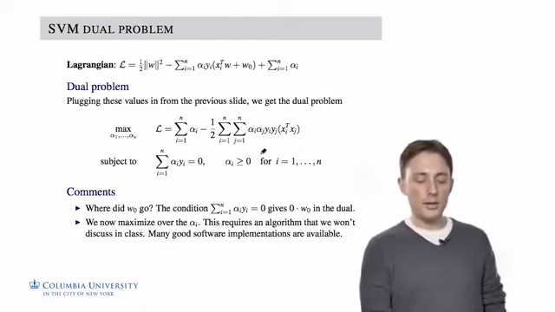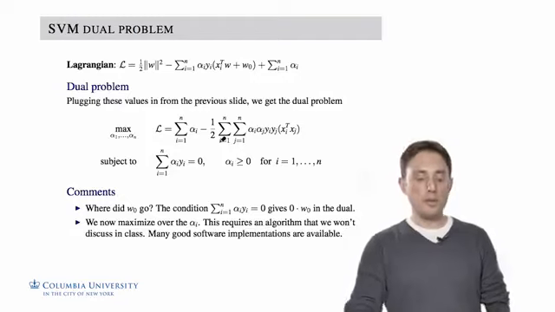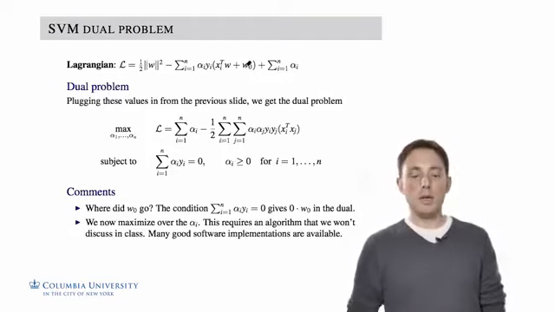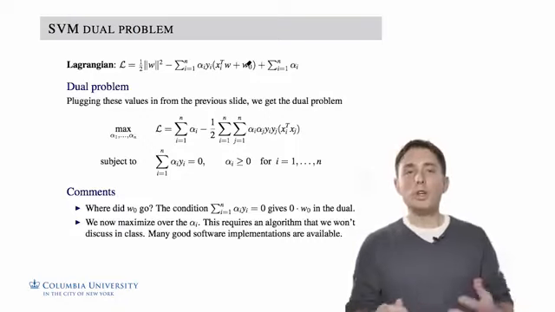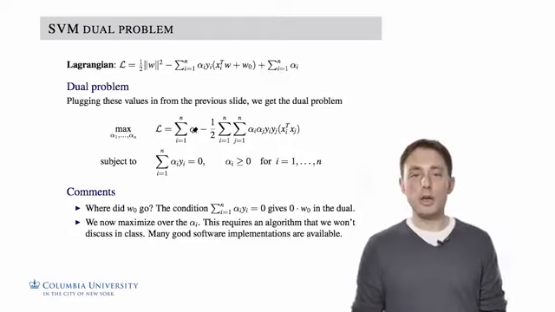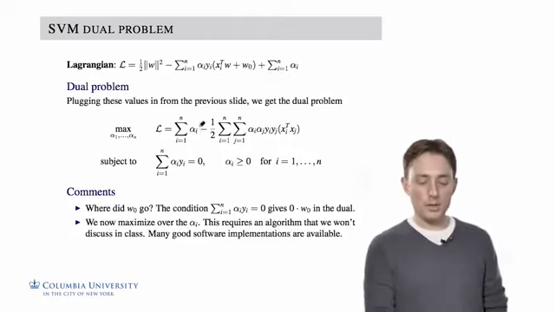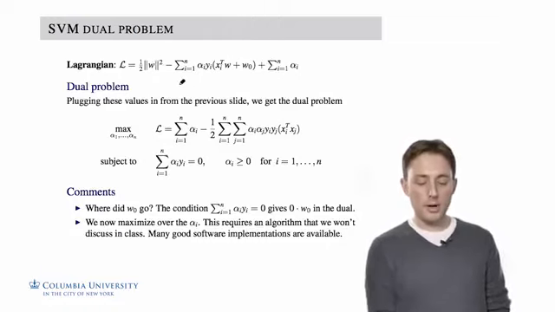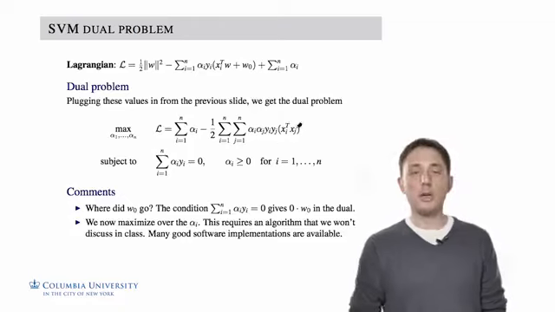Now we obtain this function. I've plugged back in for W. I realize that W naught is multiplied by 0, and I reshuffled some terms around. And now I have a function of the Lagrange multipliers only, alpha. So here this term goes like this, and plugging in the value for W here and simplifying gives me this term here.